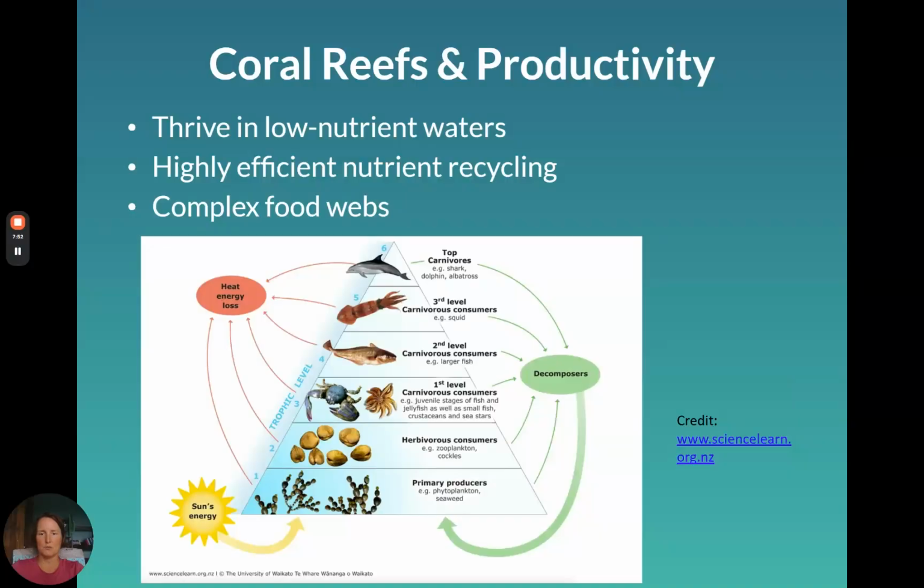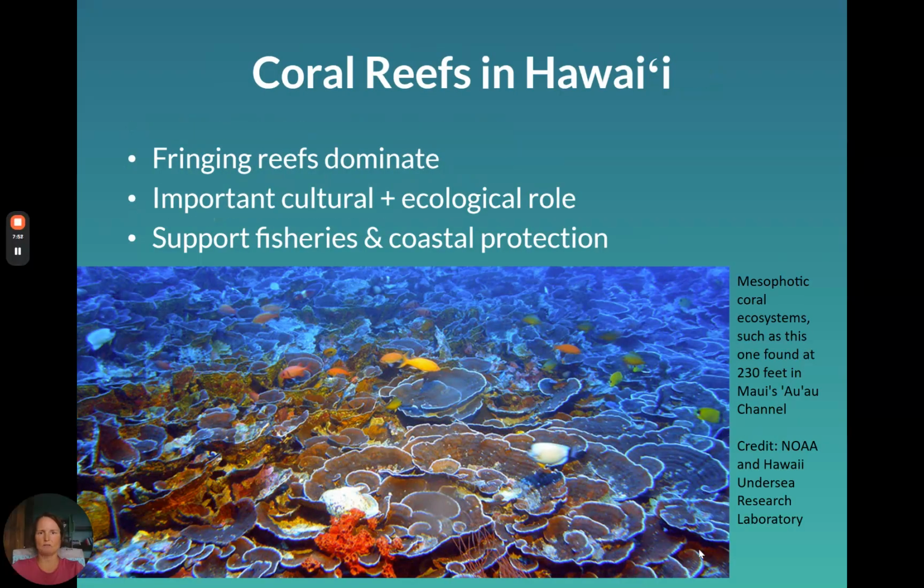This is just an example of a food web. Obviously, there are many different examples for food webs too on reefs. Just a quick introduction to reefs in Hawaii. Our third lecture is going to be all about the reefs in Hawaii, but we have mostly fringing reefs because we're a newer island. And obviously, the reefs are very important ecologically and culturally here. We'll talk about that more in lecture 3 too. And they support fisheries, coastal protection, tourism, all those things.